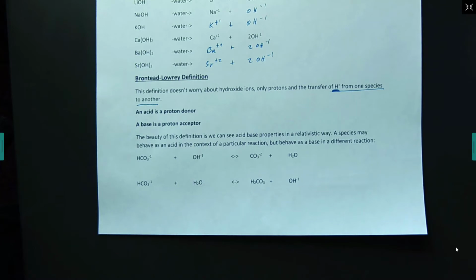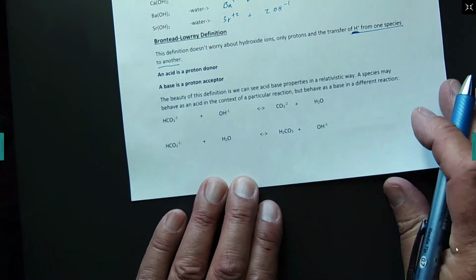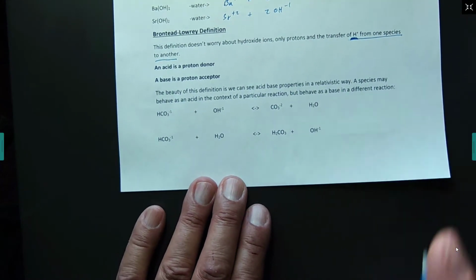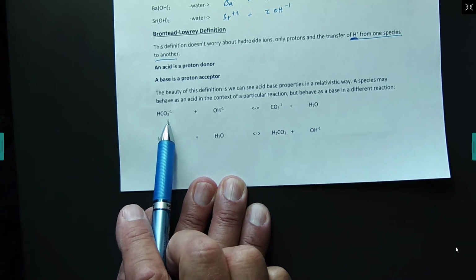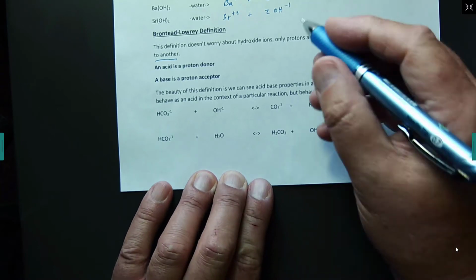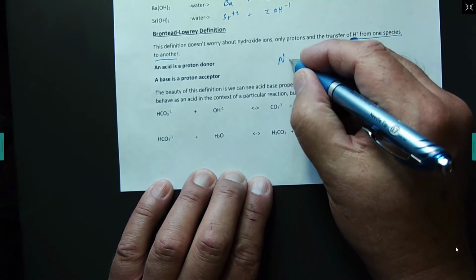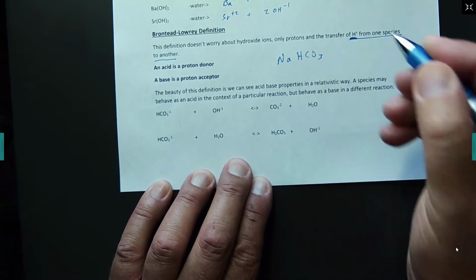There are a lot of chemical species out there that can react as an acid in one setting. In a different setting, they can react like a base. So an example here is given below. We have a bicarbonate ion here, HCO3 minus 1. You would get that by dissolving baking soda or sodium bicarbonate in water. Sodium bicarbonate or baking soda is that stuff.